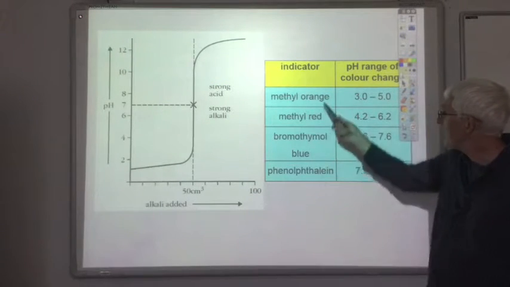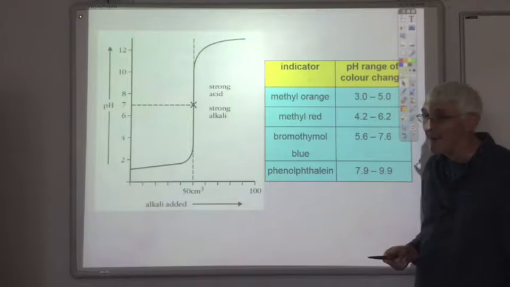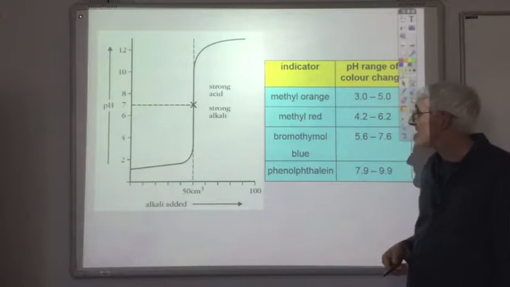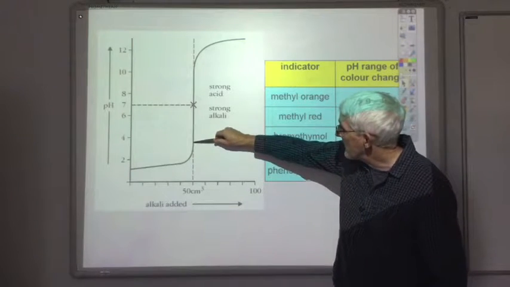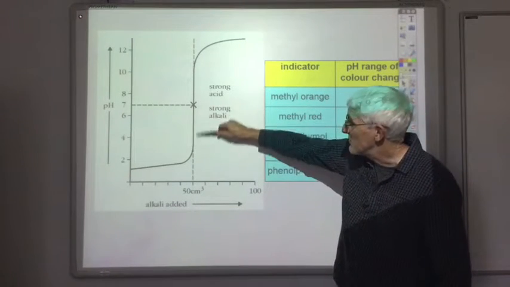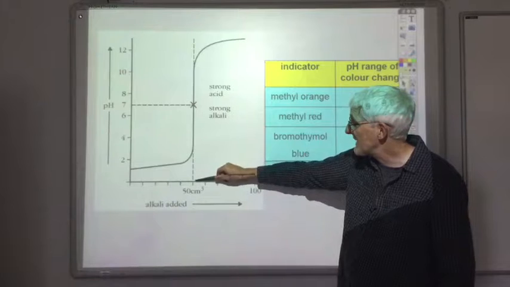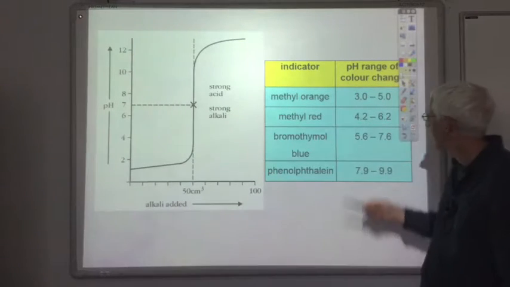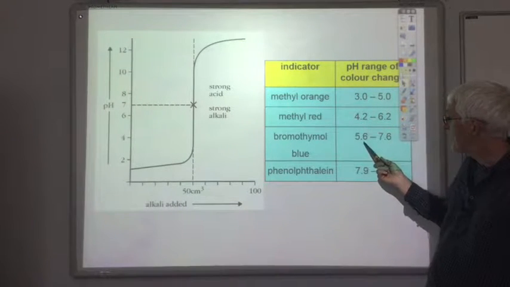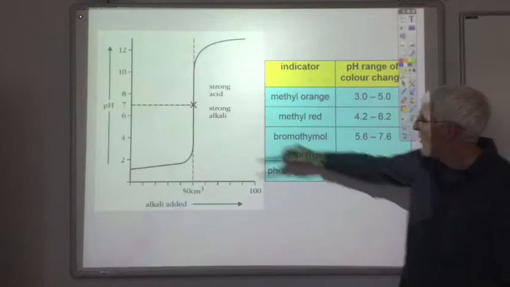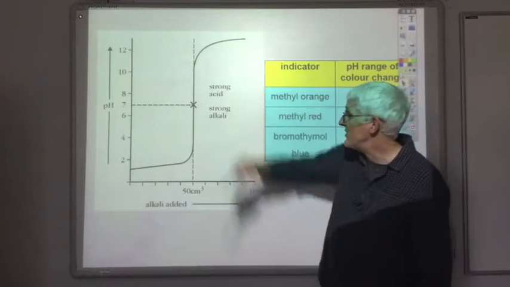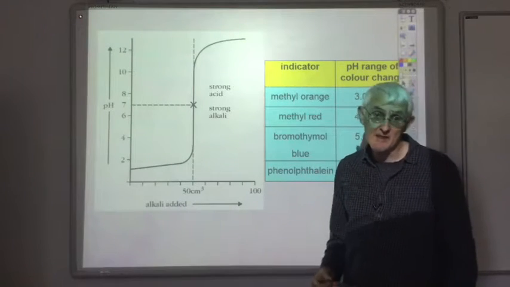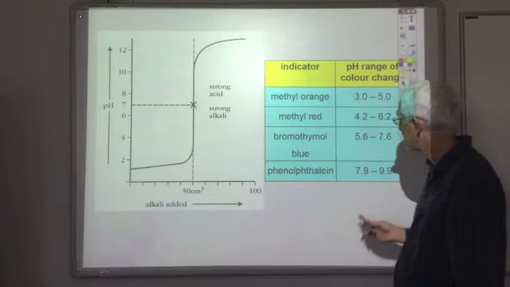So if we look at our choice of indicators here, in fact all of them would be appropriate. Methyl orange changes from 3 to 5, that's from about there to there. So we'll see that colour change as we add that last drop of alkali. Methyl red, bromothymol blue, phenolphthalein all change colour between pH 3 and pH 11. So we can use any of these indicators for this titration.